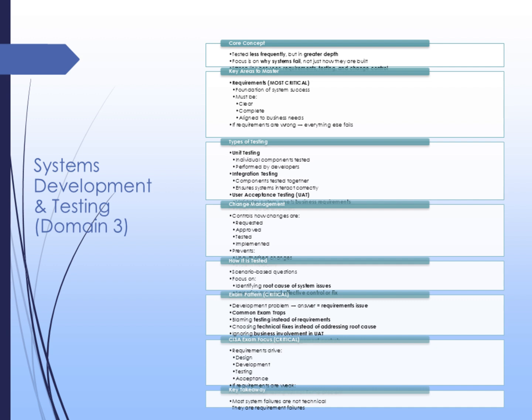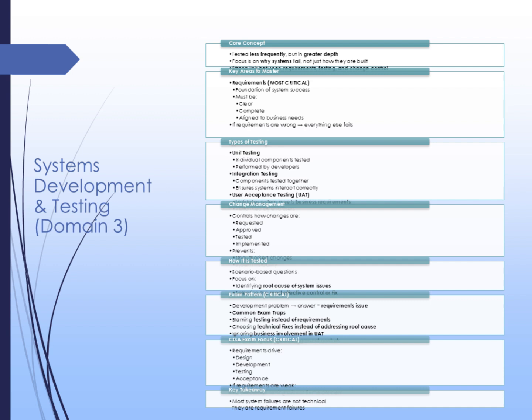You also need to understand the different types of testing. Unit testing focuses on testing individual components and is usually performed by developers. Integration testing ensures that multiple components work together correctly and that systems interact properly as a whole. User acceptance testing, or UAT, validates whether the solution meets business requirements and operational needs from the user's perspective. The exam frequently emphasizes the importance of business user involvement during UAT.